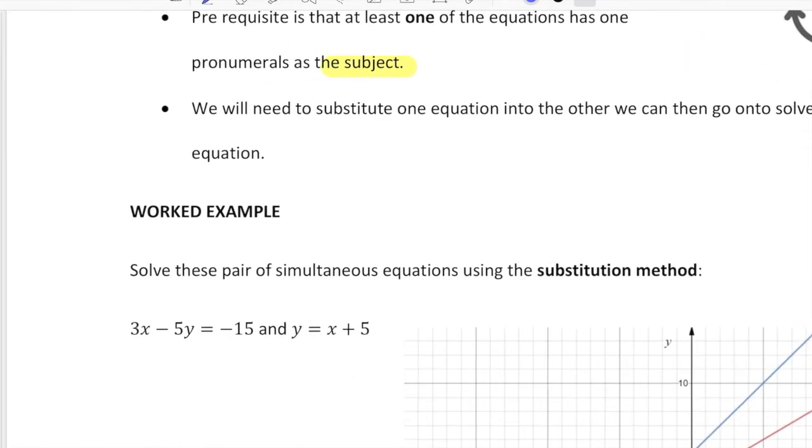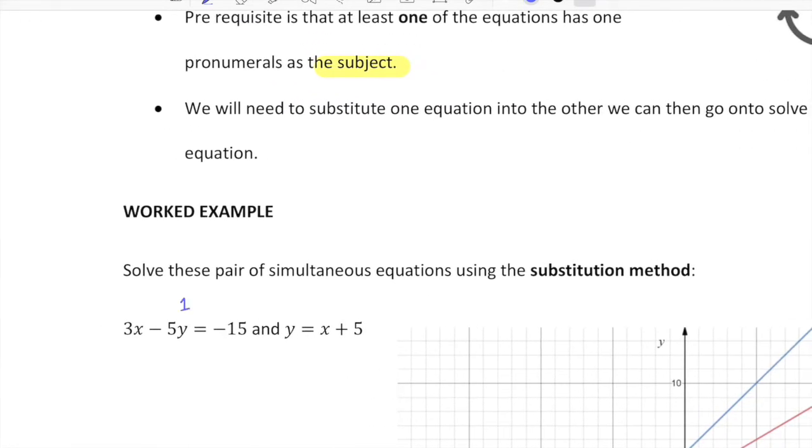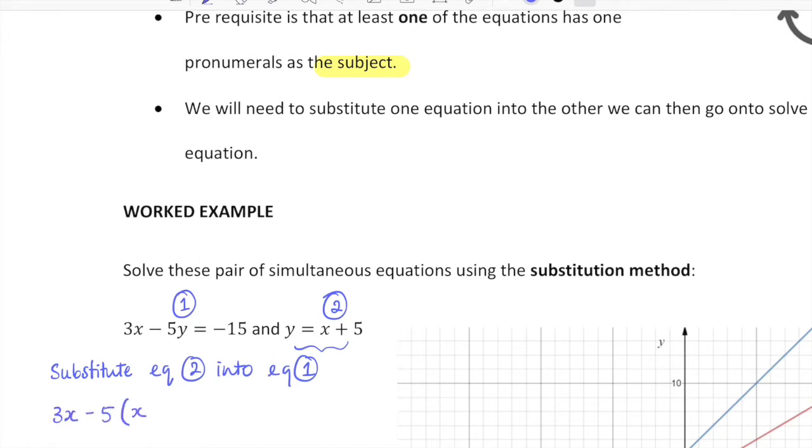What I like to do is start by numbering my equations. So say that's 1 and that's 2. Now, you can see that this particular equation has a pronumeral as the subject, and the subject is y. So what I'm going to do is substitute equation 2 into equation 1. What that's going to look like is the following. I'm going to have 3x minus 5 times x plus 5 equals negative 15.